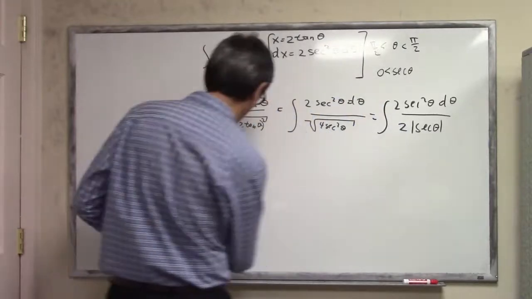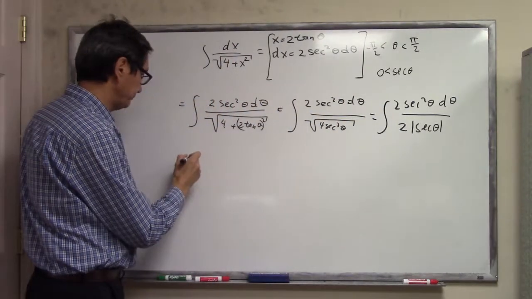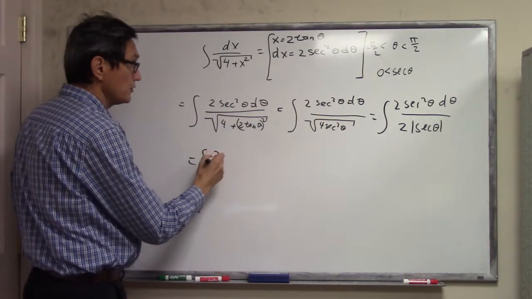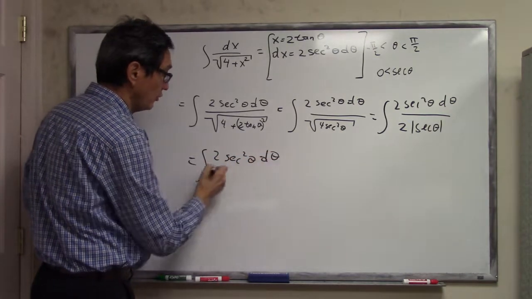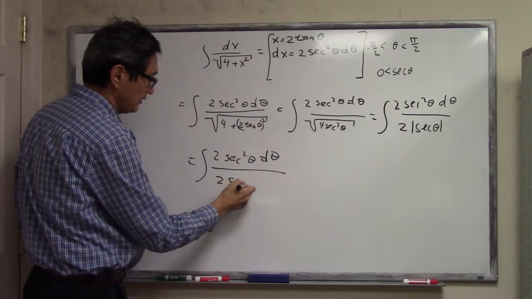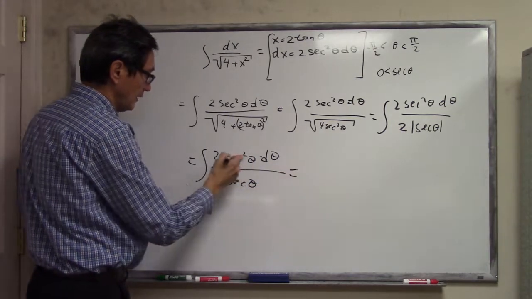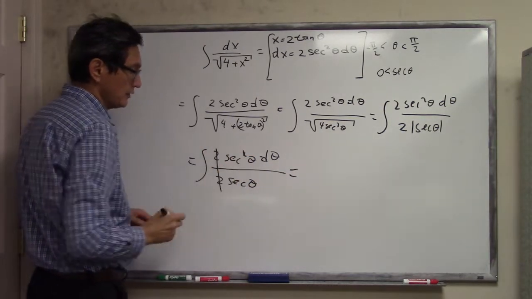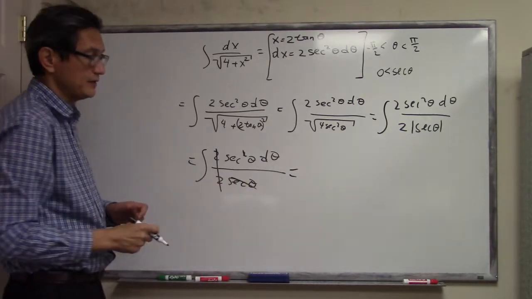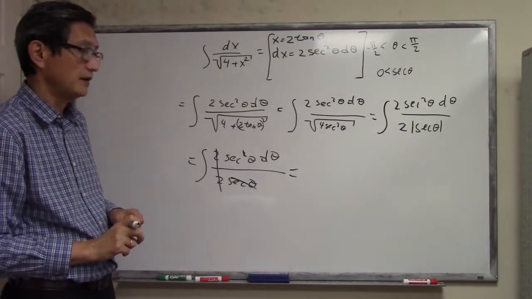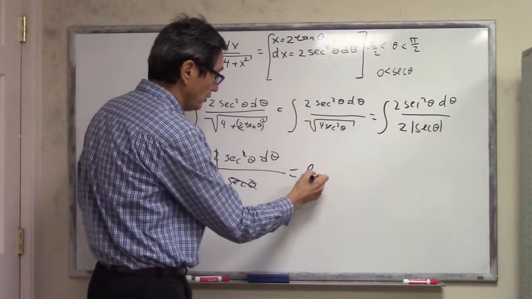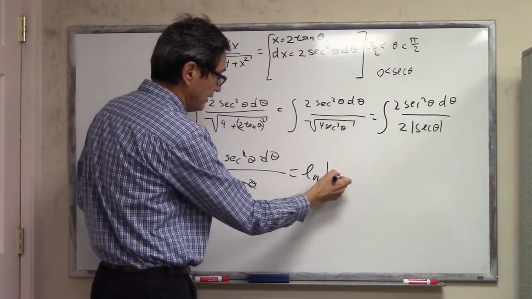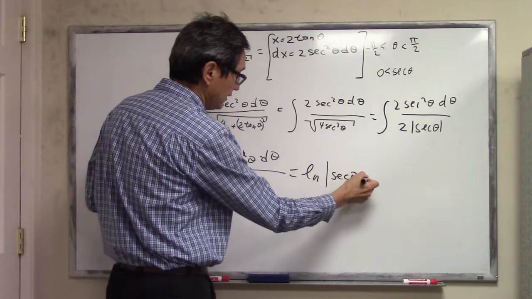So I'm going to rewrite this one more time: 2 secant squared theta d theta over 2 secant theta. Reduce the 2's, reduce 1 power of secant, so we get the integral of secant theta. You recall that the integral of secant theta is the natural log of secant plus tangent.